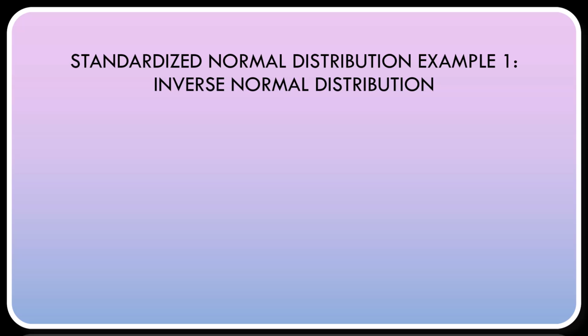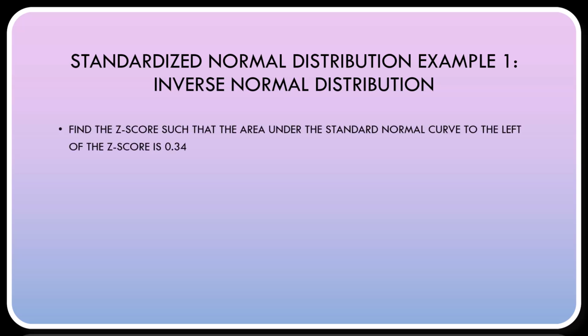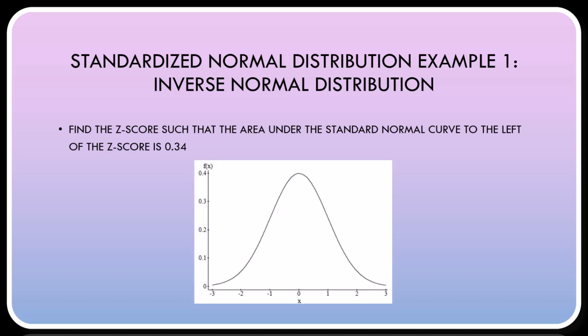Standardized normal distribution example 1, inverse normal distribution. Find the z-score such that the area under the standard normal curve to the left of the z-score is 0.34. So what we want is to cut this normal curve in some way such that the area to the left of this cut is 34%, meaning that the area to the right, of course, would be 66%, because remember the total area has to add up to 100%.